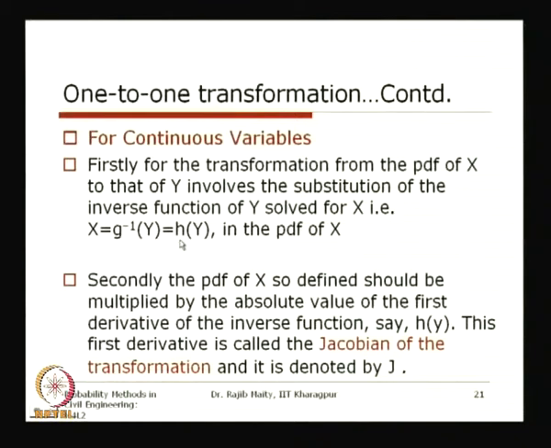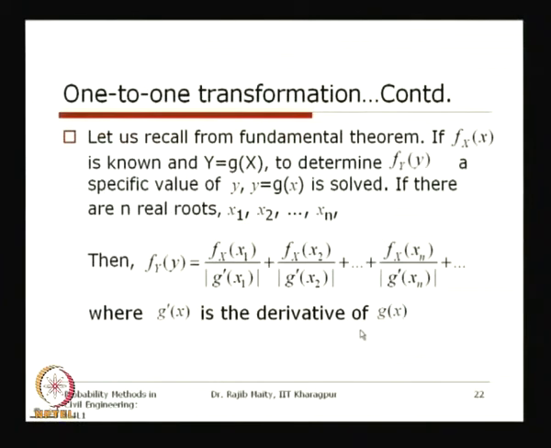So, mechanically what these two steps say is that first of all you express the same PDF in terms of the new random variable and multiply it by a Jacobian. The Jacobian is nothing but the first derivative of the inverse function of h(y), that is g inverse y. Now, the same thing, if I represent with reference to the fundamental theorem that we discussed in the last class, then it will be more clear to us.